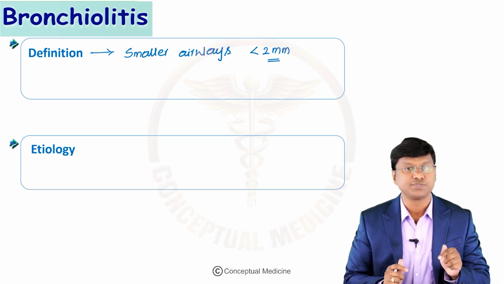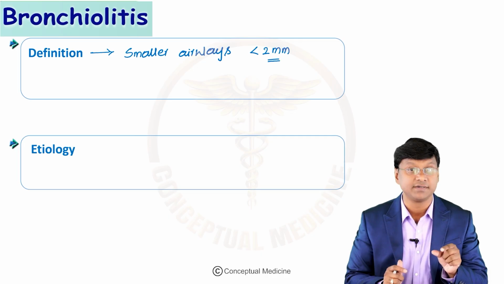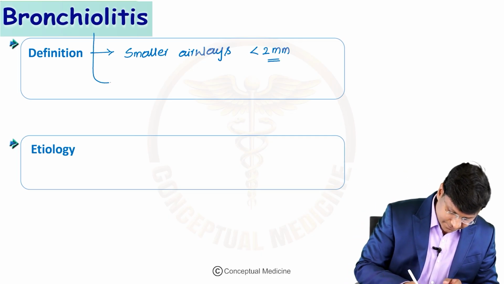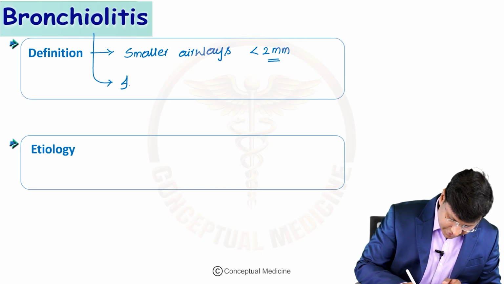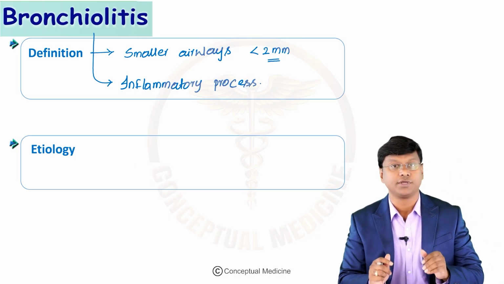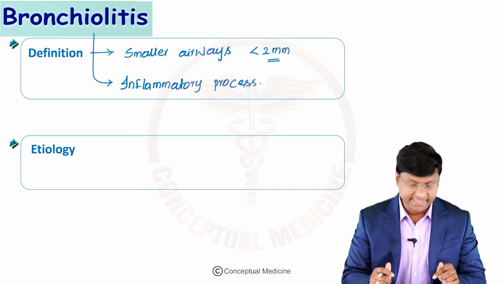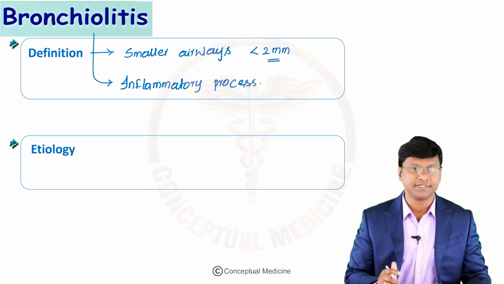Now, in patients with bronchiolitis, what exactly happens? It is an inflammatory process that affects the bronchioles, which are the small conducting airways less than 2 millimeters in diameter.